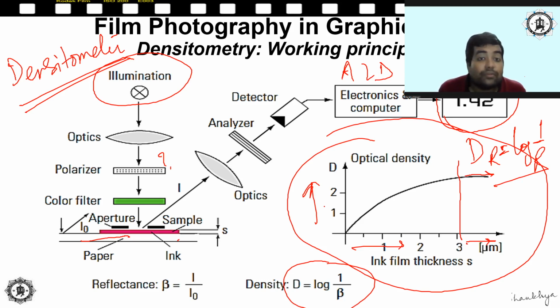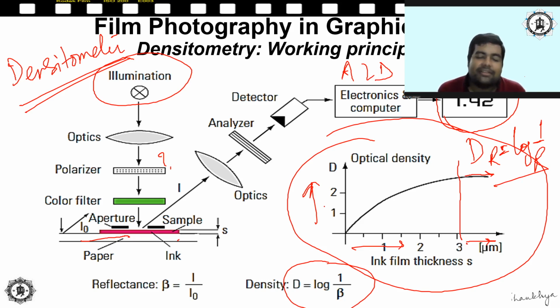All right. So this is very important to understand. You can think that since density is a measure of the darkness of the ink or the printed matter, if we go on increasing the ink film thickness, the darkness, or the optical density, will increase. But that is not the case. Optical density has its own limitations.